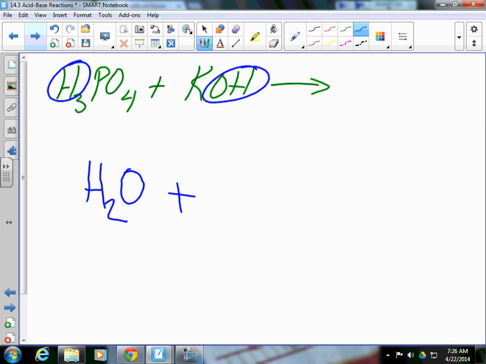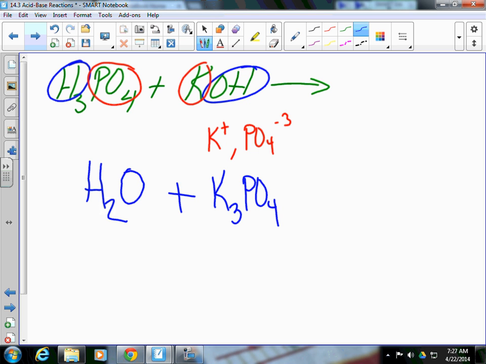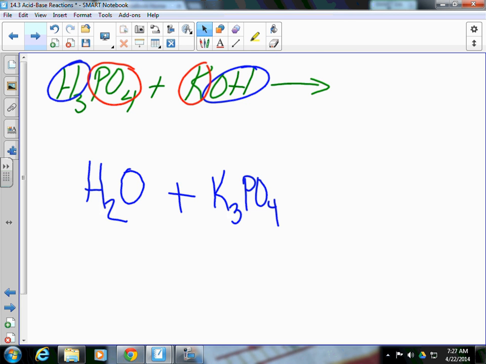Next up, I have to figure out a salt. Well, the salt is going to be these other two elements, K and PO4. But I need to make sure I balance out everything. K has a charge of +1. PO4 has a charge of -3. So the compound that they would make is going to be K3PO4, because I have to balance charges. I have to make sure all my compounds equal 0.